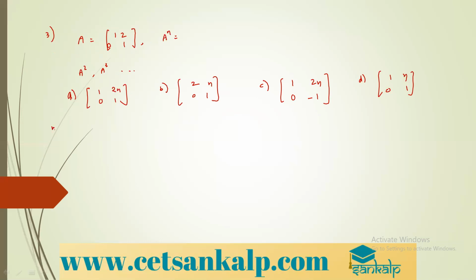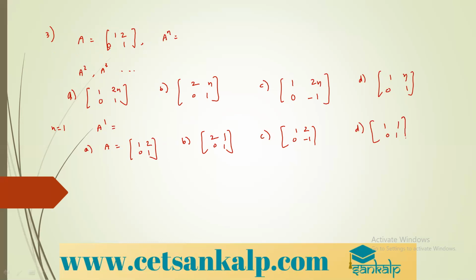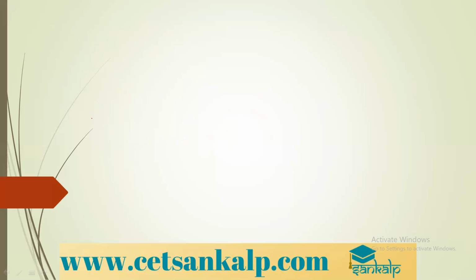So I will put n equal to 1 and I will check. N equal to 1 means I'm finding A power 1. In option A, I will be getting 1 2 0 1. Option B, I will be getting 2 1 0 1. Option C, I will be getting 1 2 0 minus 1. Option D, I will be getting 1 1 0 1. Of all these, A equal to this is correct. So I can go for option A. This is the method to do it.